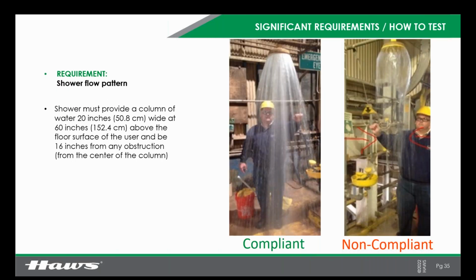Shower flow pattern has to be a specific pattern. Okay, 20 inches wide, 60 inches above the ground. On the left, you have a compliant spray pattern. On the right, a non-compliant spray pattern. This is ensuring that shoulder to shoulder, we are being properly covered with the water and we're really achieving full body decontamination.